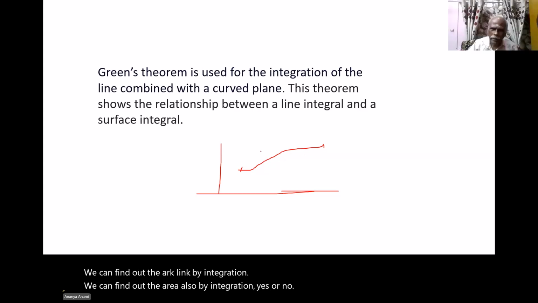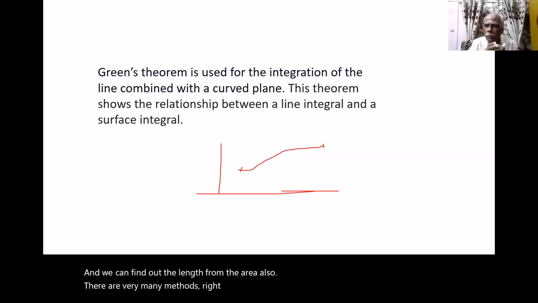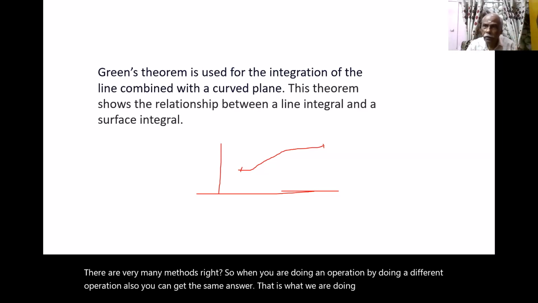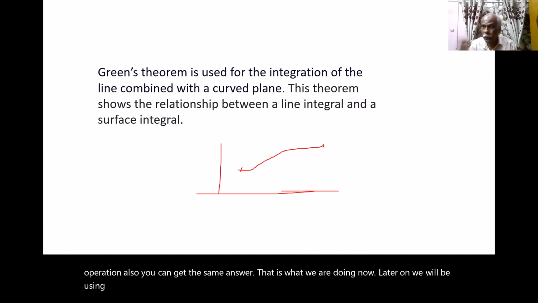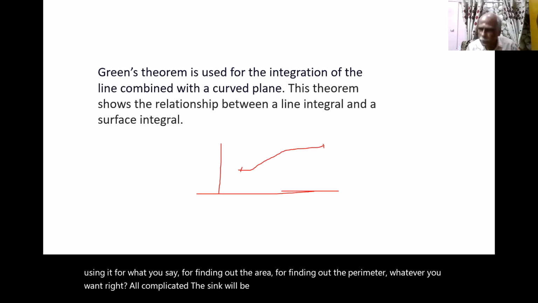And we can find out the length from the area also. There are various methods, right? So when you are doing an operation, by doing a different operation also, you can get the same answer. That is what we are doing now. Later on, we'll be using it for finding out the area, the perimeter, whatever you want, right? All complicated things, we'll be using only if you are smart.